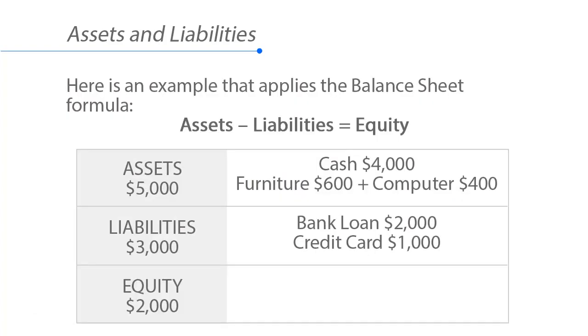Here's an example that applies the balance sheet formula of assets minus liabilities equals equity. If a business has assets of cash, $4,000, furniture of $600, computer of $400, that adds up to $5,000 in assets. If the business has a bank loan for which it still owes $2,000 and a credit card payment due of $1,000, that's a total liabilities of $3,000. So assets of $5,000 minus liabilities of $3,000 leaves us with $2,000 in equity.